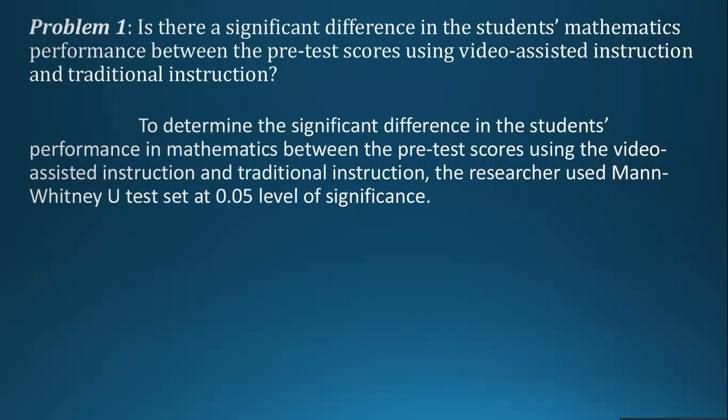So now we are going to discuss problem number 1. Is there a significant difference in the students' mathematics performance between the pretest scores using video-assisted instruction and traditional instruction? To determine the significant difference in the students' performance in mathematics between the pretest scores using the video-assisted instruction and the traditional instruction, the researcher used Mann-Whitney U-test set at 0.05 level of significance.